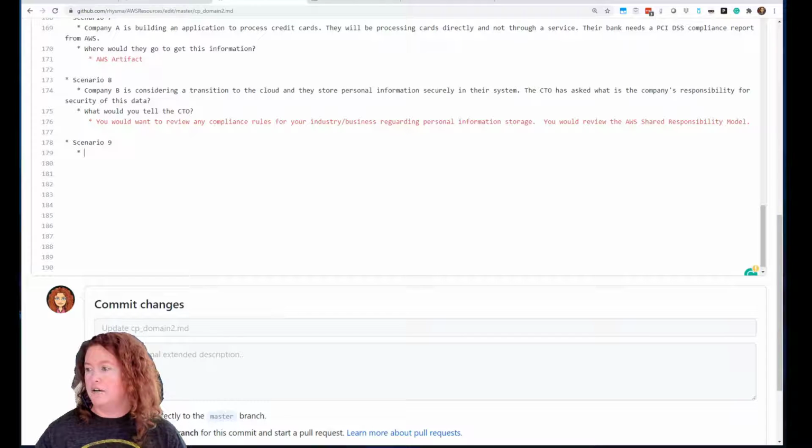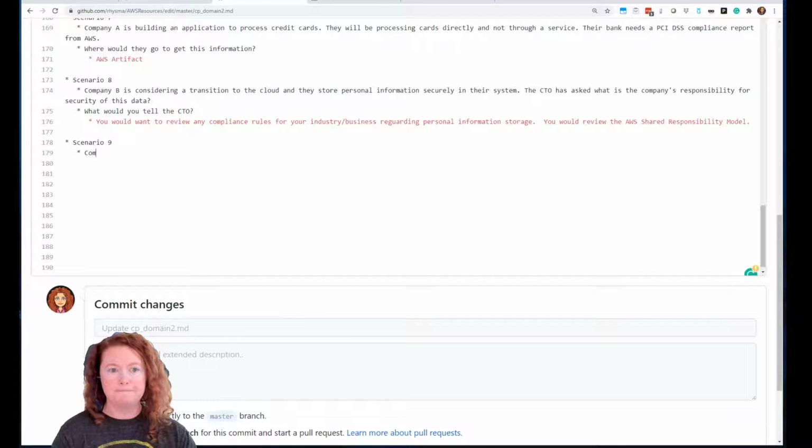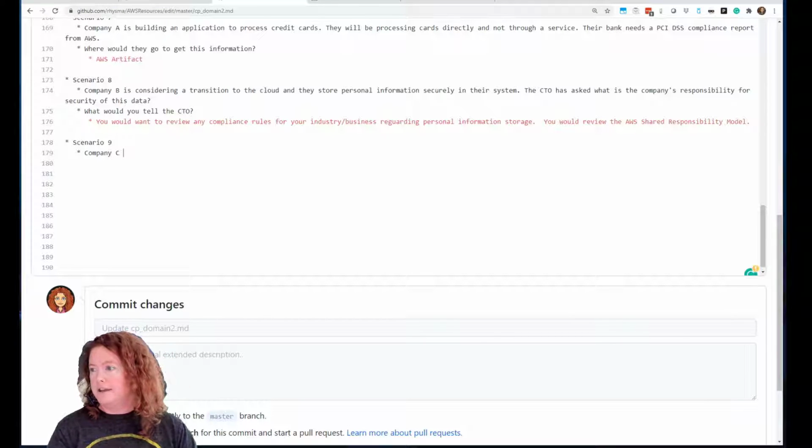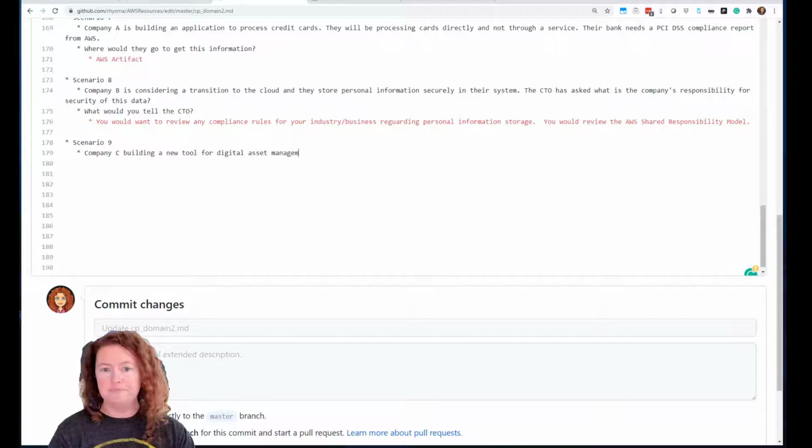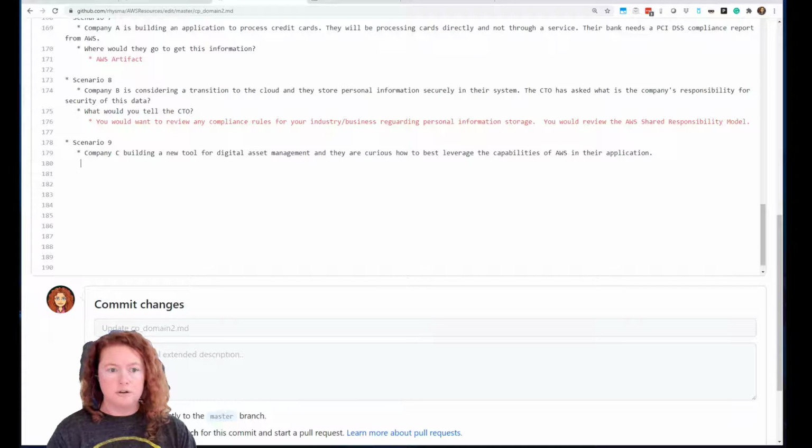All right, so our third scenario here: Company C is building a new tool for digital asset management. And they are curious how to best leverage the capabilities of AWS in their application. So what resources would you recommend to them?